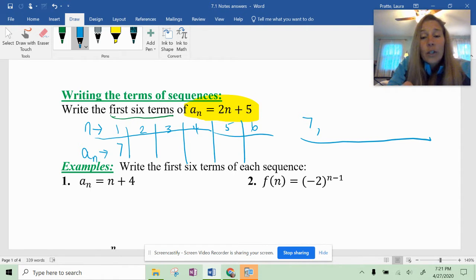Okay, then I would plug in a 2. 2 times 2 is 4. 4 plus 5 is 9. So the second term in my sequence is a 9. Then I would plug in the 3. 2 times 3 is 6. 6 plus 5 is 11. So the third term in my sequence is 11.